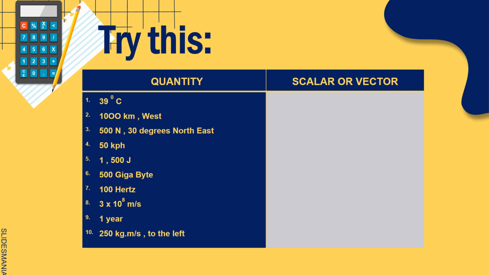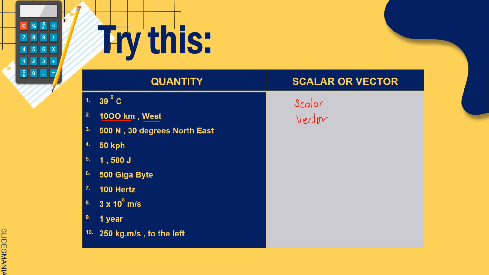Okay, we have here quantities, and we have to identify if the quantity given is a scalar or a vector quantity. So first we have 39 degrees Celsius. Obviously, it's just a magnitude. Therefore, it's a scalar quantity. For number 2, it's 1,000 kilometers. It has a magnitude and direction. Therefore, it's a vector quantity.